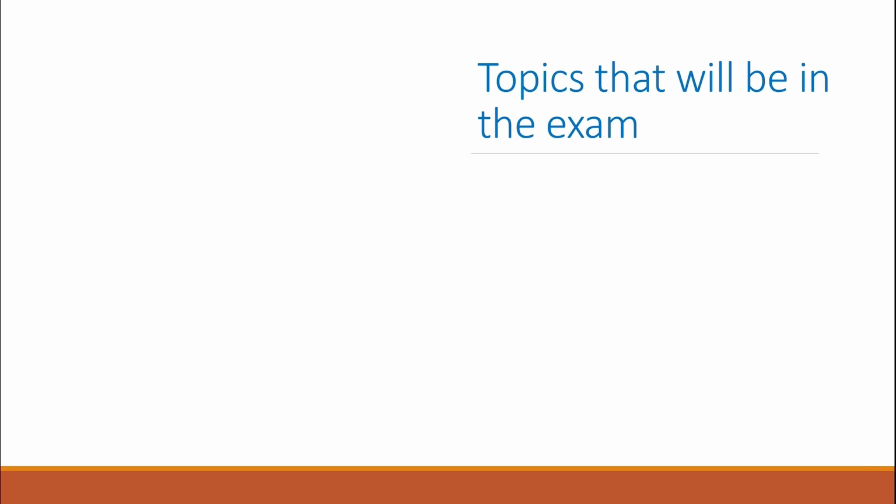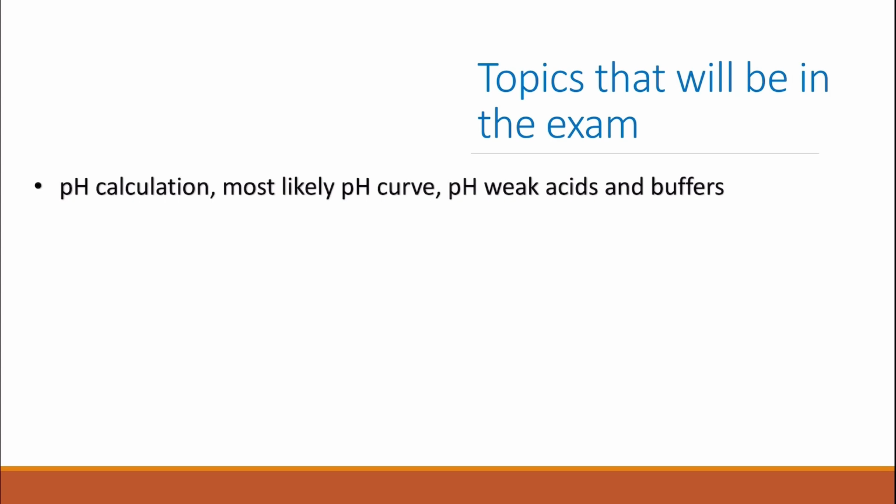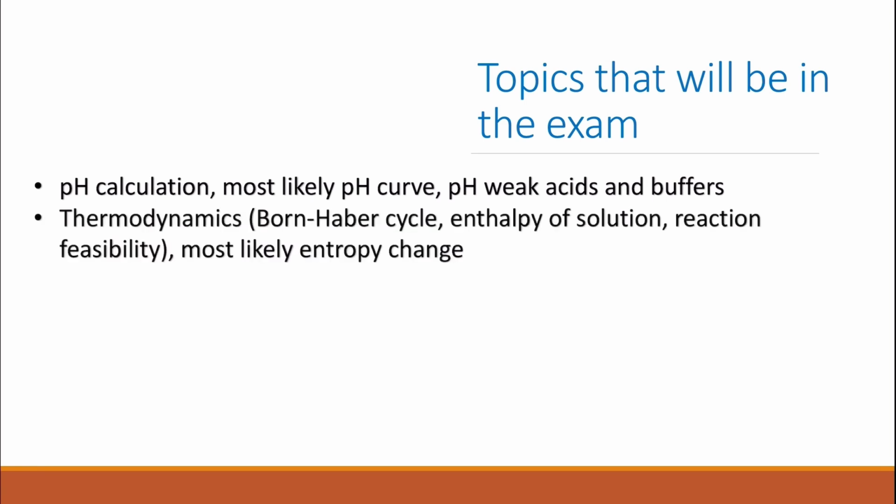So let's start with the topics that will almost certainly be in your exam this year. I've never seen a Paper 1 exam without a question about pH calculation. Last year, the question was about calculating pH for a basic solution, so probably this year they will ask you about the pH of a weak acid. Also, buffers didn't come last year, so probably will be in the exam this year. And pH curves haven't been in the exam for quite a few years, so probably will be in the exam this year as well.